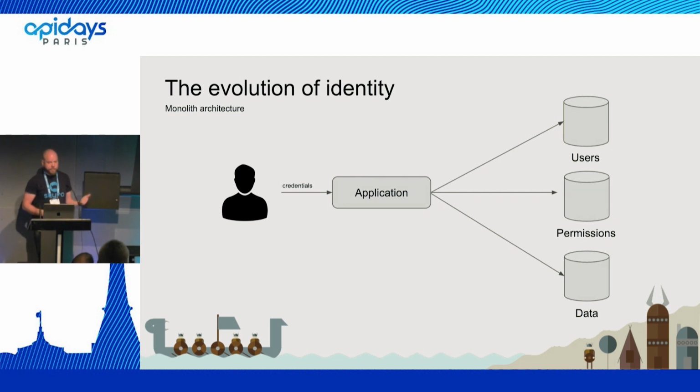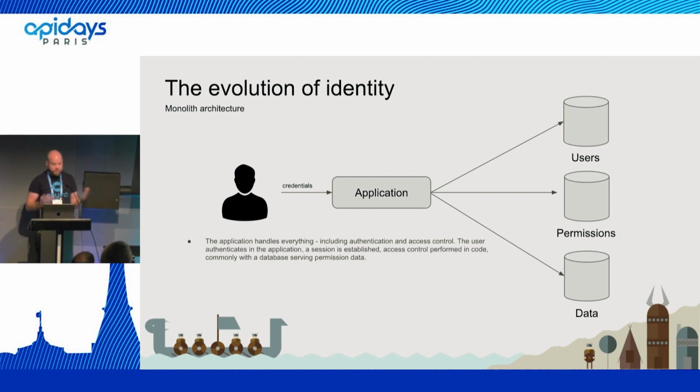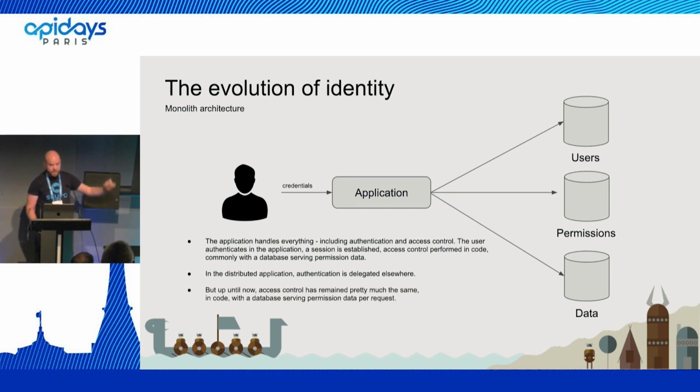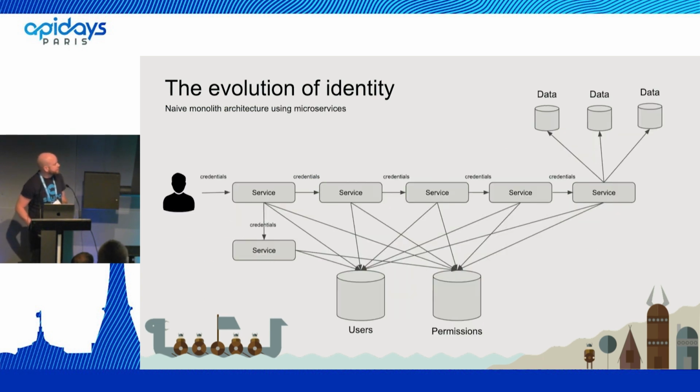You just have a user. That user presents some credentials to your application. Everything is handled inside of the application, so the user identity is verified. If the user exists and has valid credentials, we'll check: is the user allowed to do this? And if they are, we go and fetch the data they wanted. In a distributed application, authentication is commonly delegated elsewhere, but up until now, access control has pretty much remained the same.